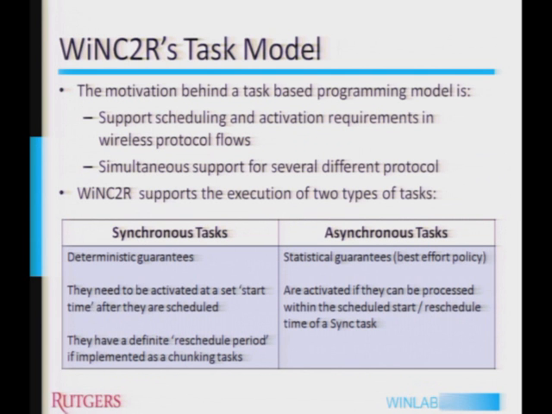WinC2R's task model supports two kinds of tasks in order to provide priority-based scheduling in the VFP controller. The two types of tasks are known as synchronous and asynchronous tasks. Synchronous tasks provide deterministic guarantees. They have a fixed start time and they have a set guard time in order to ensure that the tasks are activated at the required start time.